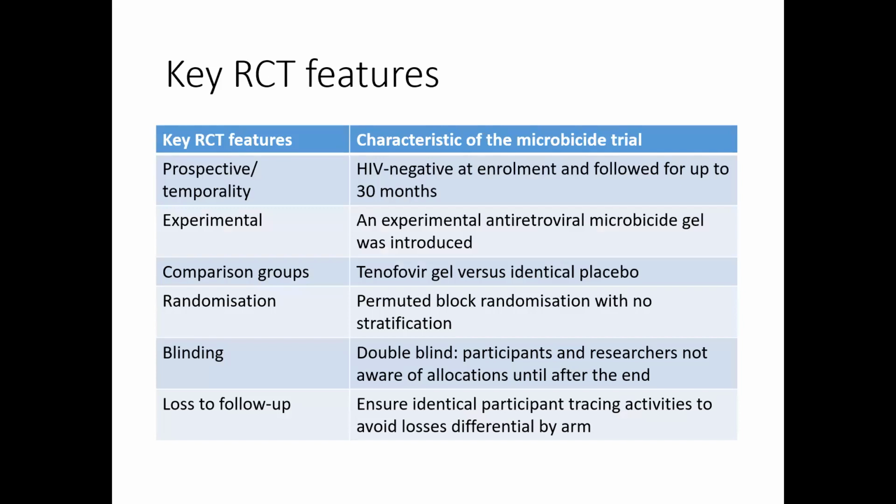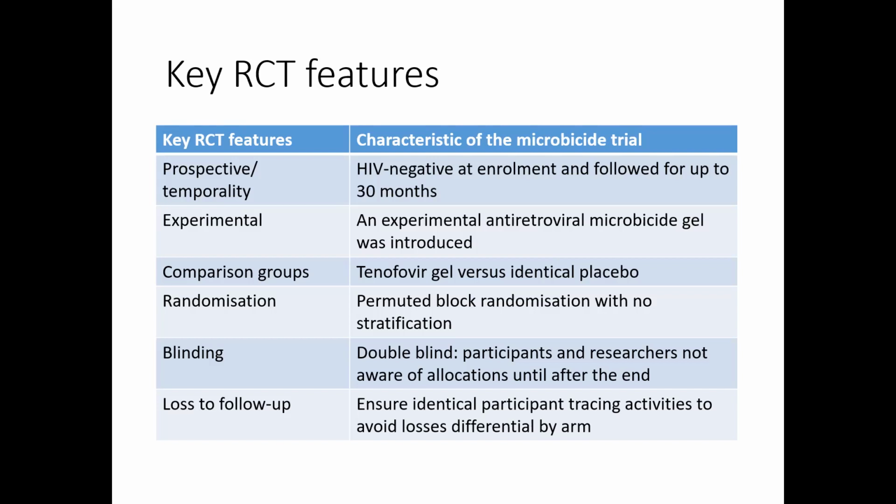This is a little bit like thinking back about the PICO. Who is your population? What is your intervention? Your control? It really helps you. It's a prospective study that will follow patients up to 30 months. The intervention is the antiretroviral gel, and the comparison group is a placebo. People are randomized, so they're either given the real gel or the placebo gel. Neither the participants nor the researchers know whether they received the real thing or not.